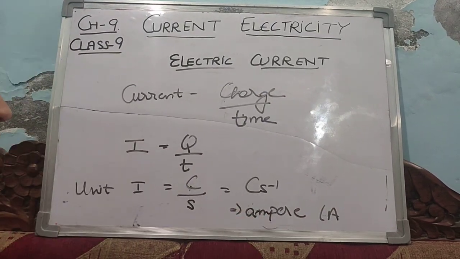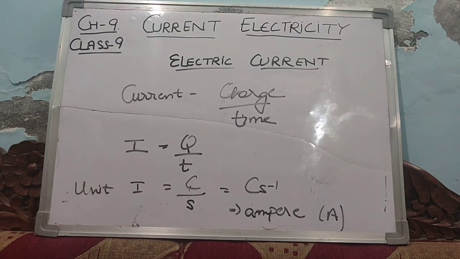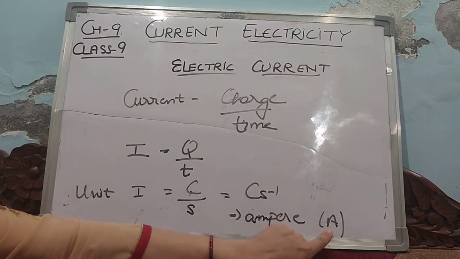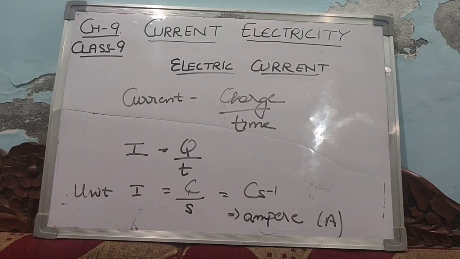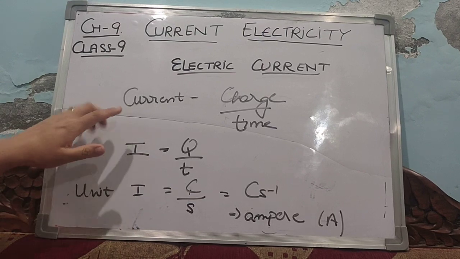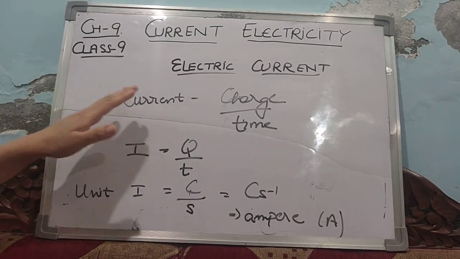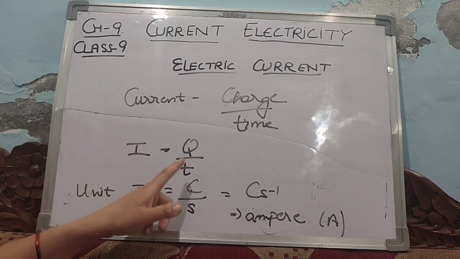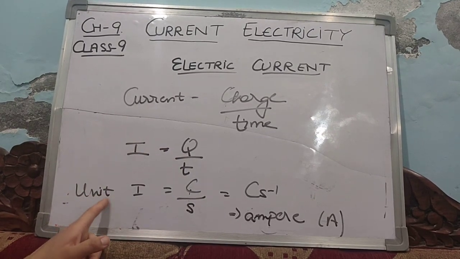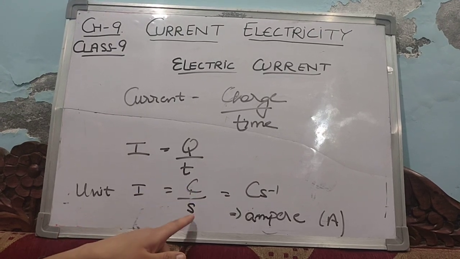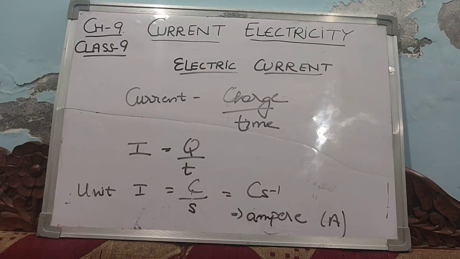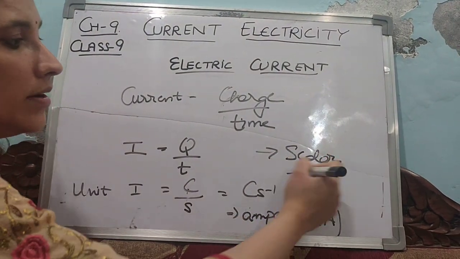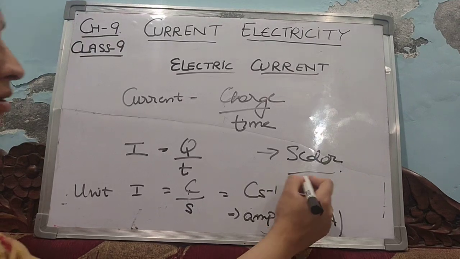So it was asked in board exams, give a symbol for the SI unit of current. So A is the symbol for the unit of current. Remember, again I am repeating, current is the rate of flow of charge. So we can say charge per unit time. That is I is equal to Q upon T, where Q is your charge. And the unit of current is coulomb per second, that is ampere. Remember students that current is a scalar quantity.